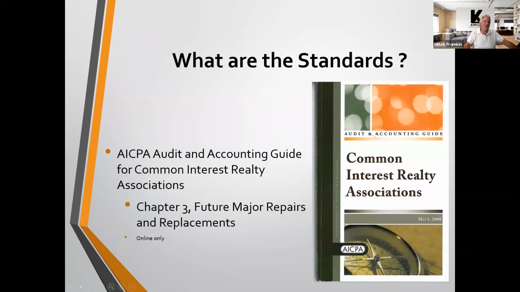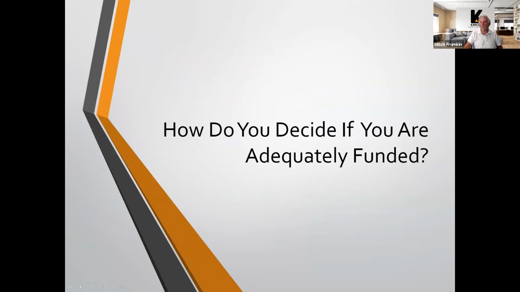The American Institute of Certified Public Accountants used to publish a CIRA guide, a Common Interest Realty Association guide. Chapter 3 was all about reserves. Now I think you can get it as an electronic copy, but they don't actually sell the book. Chapter 3, Future Major Repairs and Replacements, was all about reserve studies, and it referred to the CAI national standards as the standard for putting together a reserve study.